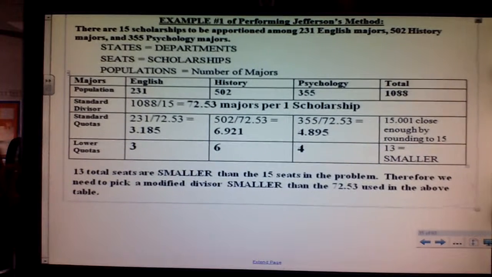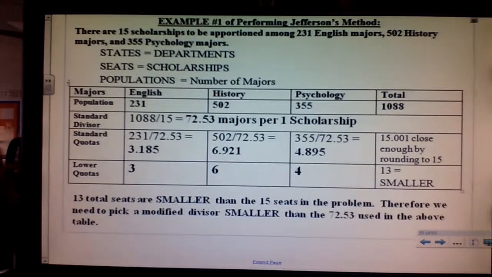All right. So this next example is completely done for you, just so you had something to go back and look at that you didn't write anything in that may help. Same process like we always do. We added up and got a total, 1,088. We divide that by the number of seats. That means my standard divisor was 72.53. We then took each one of these and divided by that standard divisor. Here's my standard quotas.